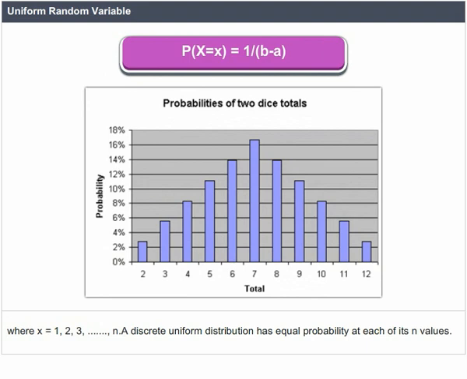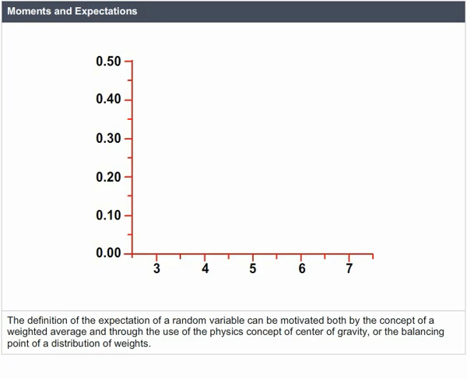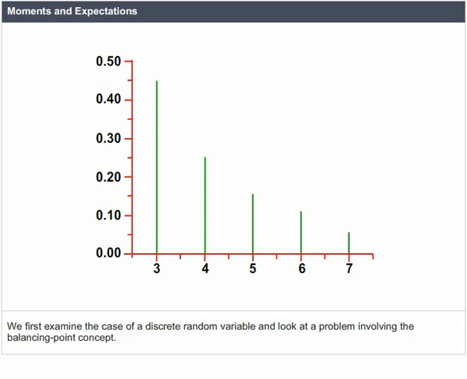Moments and expectations. The definition of the expectation of a random variable can be motivated both by the concept of a weighted average, and through the use of the physics concept of center of gravity or the balancing point of a distribution of weights. We first examine the case of a discrete random variable and look at a problem involving the balancing point concept.